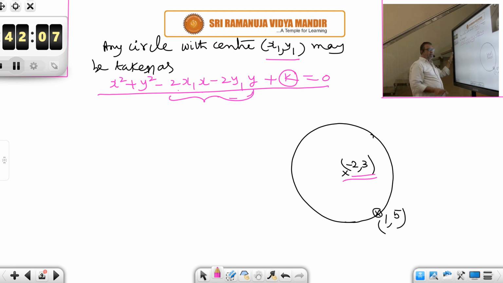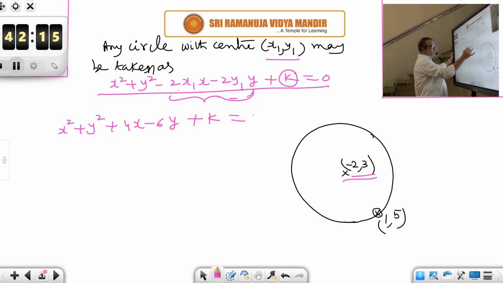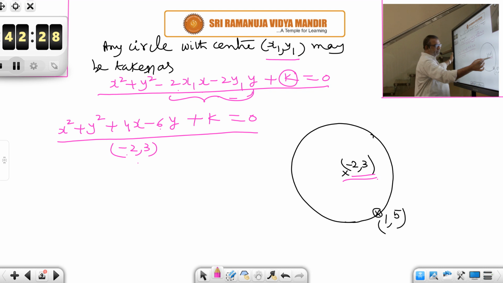So what is the circle with center minus 2, 3? X square plus y square plus 4x minus 6y plus k is equal to 0. Suppose anybody asks what is the center of this circle, what is your answer? Is it not minus 2, 3? 4 divided by 2, change the sign. Minus 6 divided by 2, change the sign. Yes, minus 2 comma 3, correct.